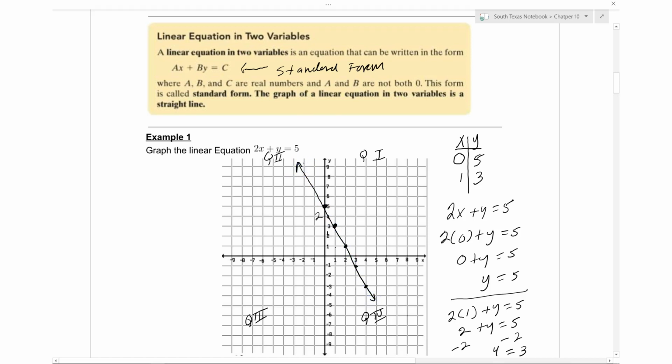Now the original points were 0, 5, and 1, 3. And just like I told you before, we use the slope to come up with the other points that are on this line.